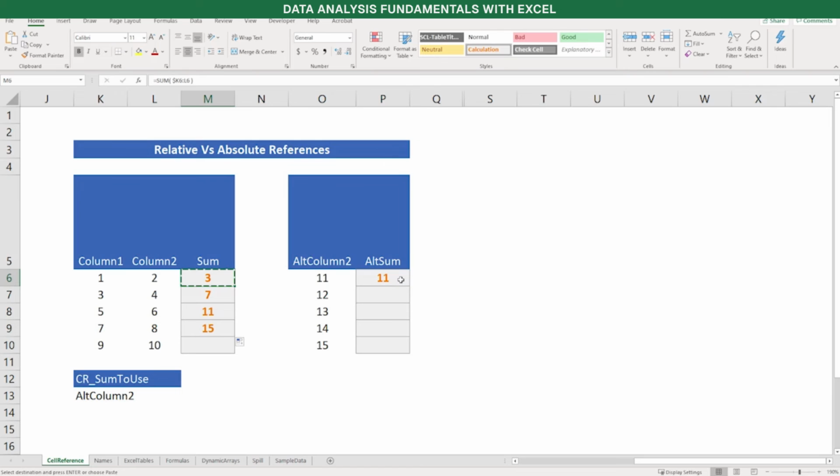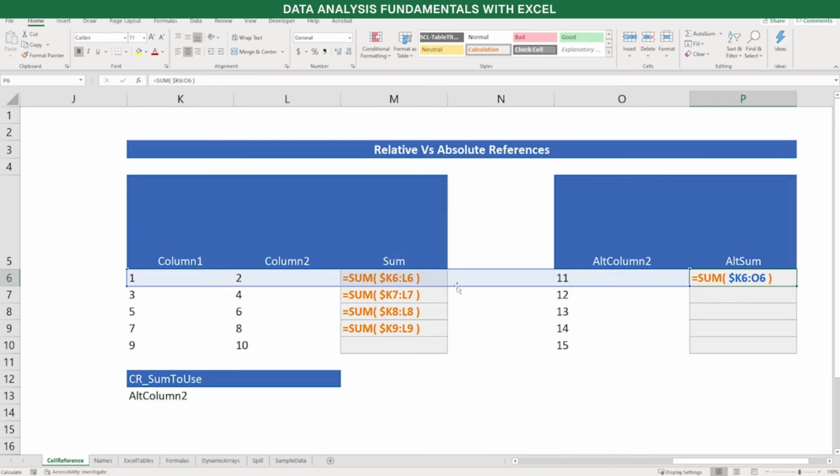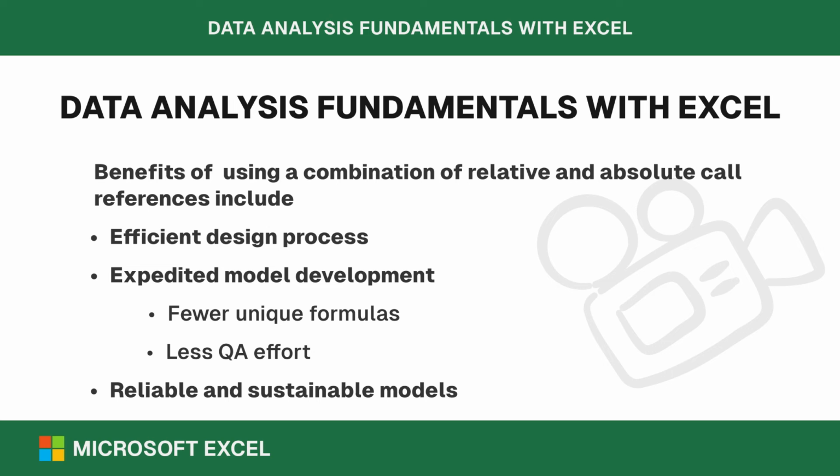Now copying the same formula into the alternate sum column, and then using the Ctrl+tilde shortcut, we can now see that the column K reference has not been updated as was done previously. We would expect to see the same result when copying this formula into other cells of the alternate sum column.